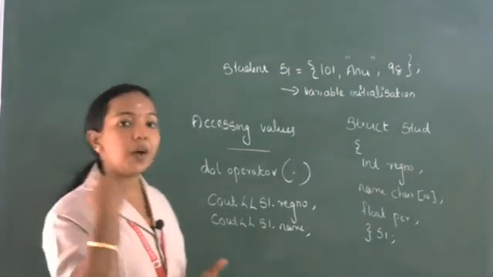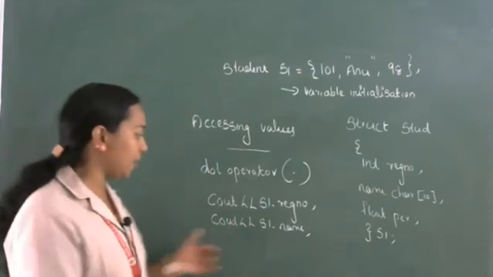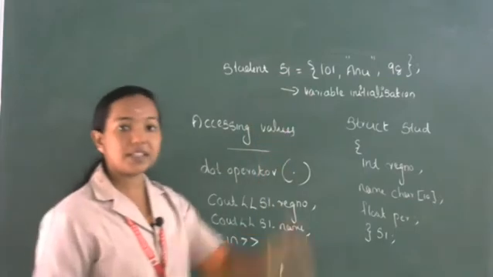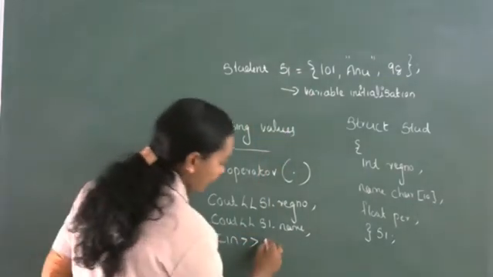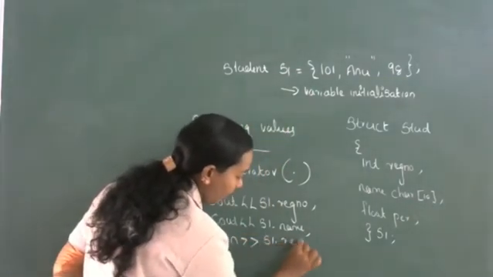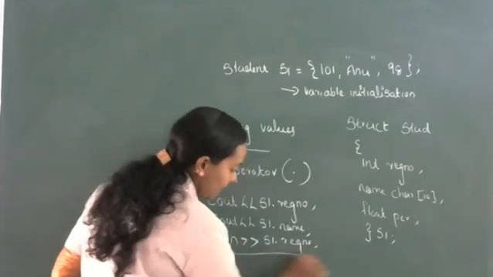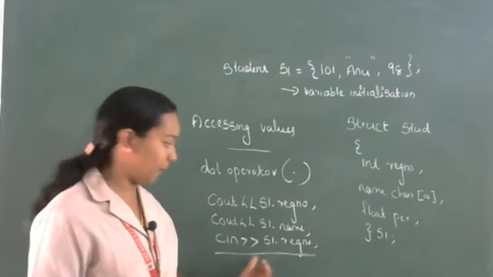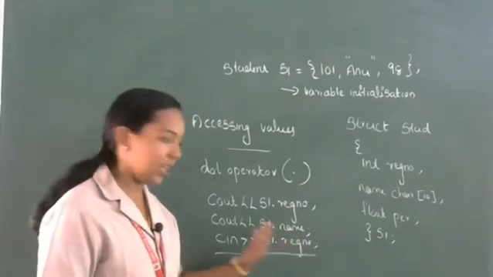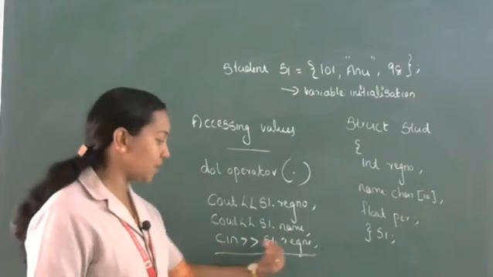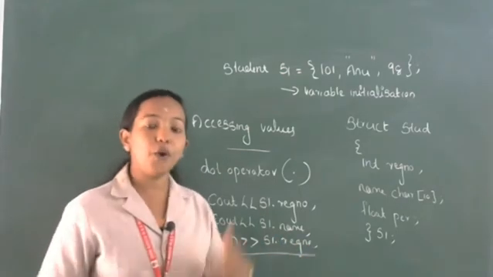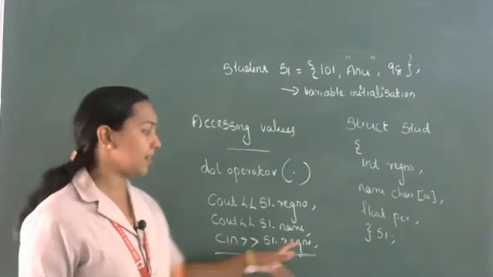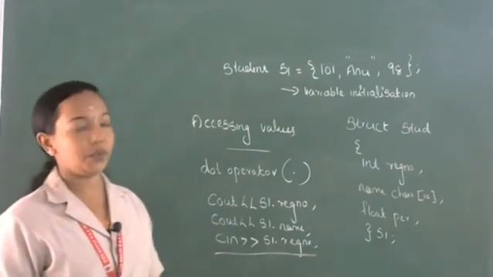Now suppose you want to input values. Instead of the cout statement, we can use the cin statement. So instead of this direct initialization, we can write like this: Cin S1 dot register number. What does this statement indicate? Cin is the input statement. Using the cin statement, we can input a value to the variable register number. For input and also output purposes, we are using the structure variable called S1.